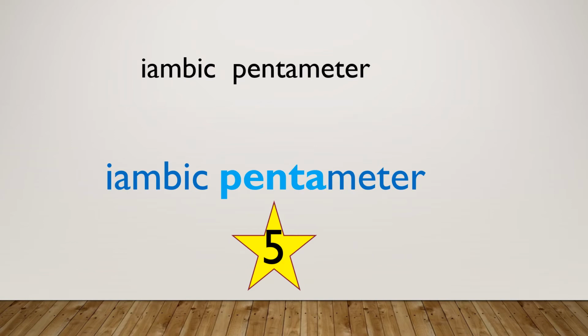Okay, so what about pentameter? Well, the penta part you might recognize from your math class. That beginning part, penta, means 5 of something. For example, a pentagon is a polygon with 5 sides. And we already discovered what a meter is in this sort of thing. It's that rhythm, that pattern. So it's a pattern of 5. In this case, the pentameter has 5 iambs, 5 da-dums. So it's da-dum, da-dum, da-dum, da-dum, da-dum. 1, 2, 3, 4, 5. Iambic pentameter. 5 da-dums.